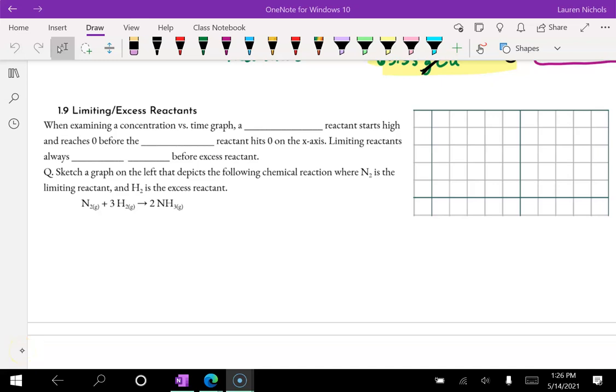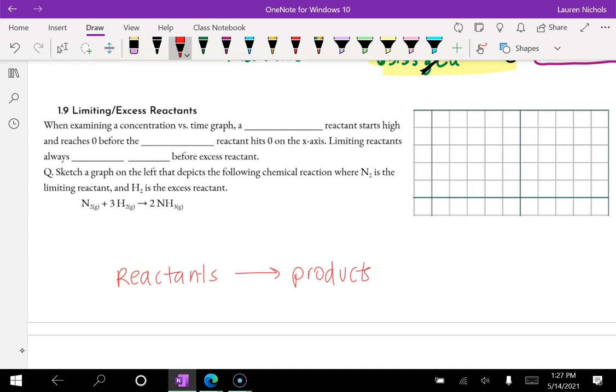Okay, everyone, so this is going to be part 4, and we're going to go over 1.9, so Unit 1, Skill 9, Limiting and Excess Reactants. And one thing to remember is when you're talking about reactants, remember that when you have an equation, your reactants are on the left side and products are on the right side. So when you look at a chemical equation, you can't have a limiting reactant that's on the right side of the arrow because it's not a reactant.